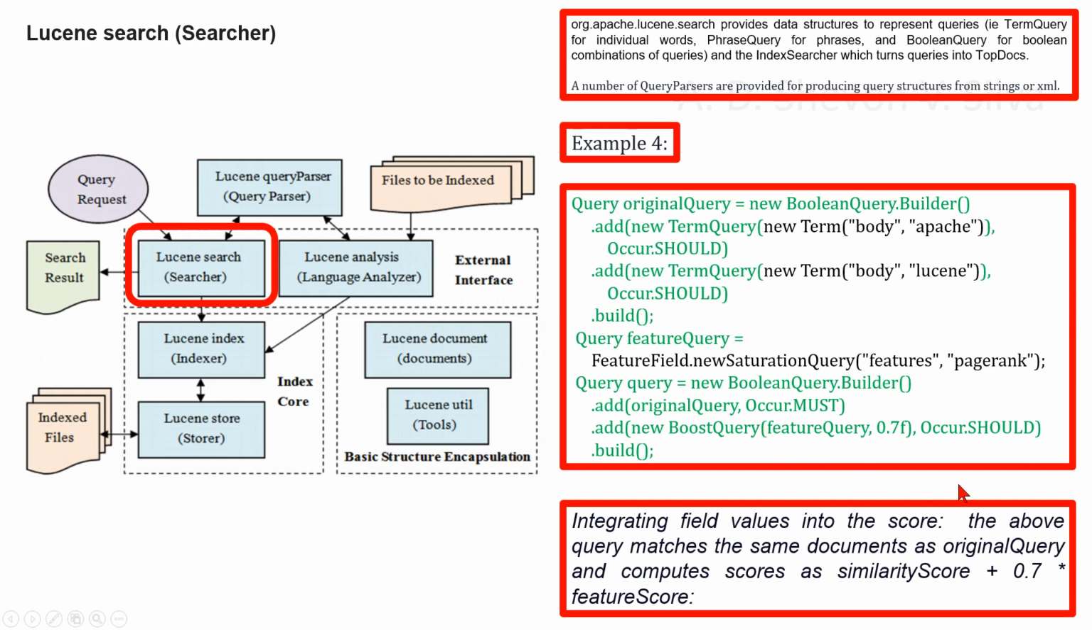While similarities help score a document relative to a query, it is also common for documents to hold features that measure the quality of a match. Such features are best integrated into the score by indexing a feature field with the document at index time, and then combining the similarity score and the feature score using a linear combination. Here the query matches the same documents as the original query and computes scores as similarity score plus 0.7 multiplied by the feature score.